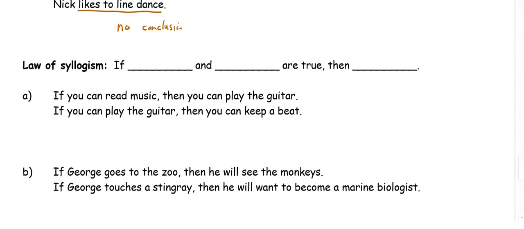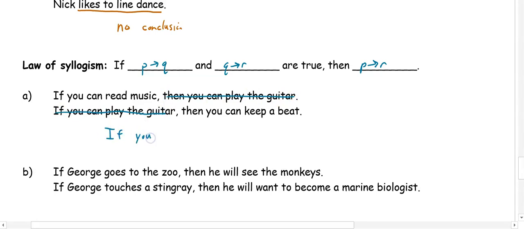Our second law is law of syllogism. So in law of syllogism, if P to Q and Q to R are true, then P to R is true. So we're cutting out that middle repeat. So if you can read music, you can play the guitar. If you can play the guitar, you can keep a beat. We can cross out this play the guitar because it repeats. So our conclusion then is if you can read music, then you can keep a beat.